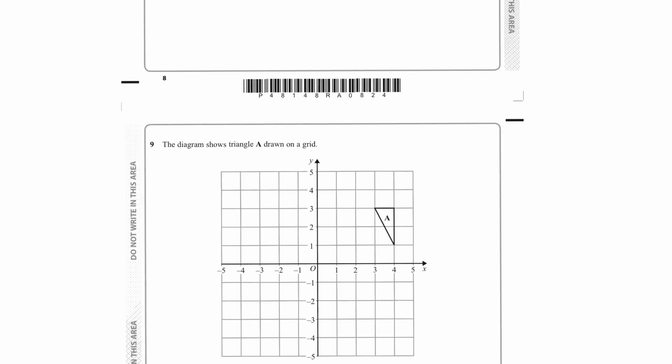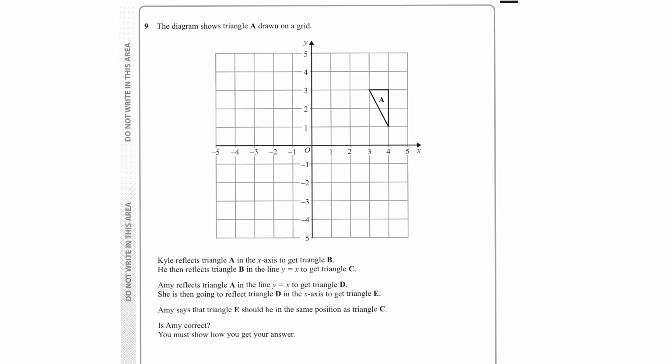Okay, so moving on to question 9. In this scenario, Kyle has reflected shape A into B and C, and we need to see if Amy's triangle C is in the same position as Kyle's triangle C. So let's work out Kyle's triangle C first. He reflects triangle A in the x-axis, so that would be reflected along here to get triangle B. Then triangle B is reflected in the line y equals x to get triangle C.